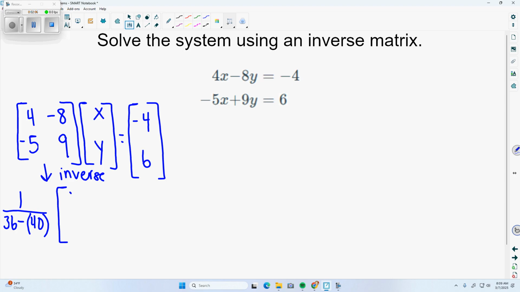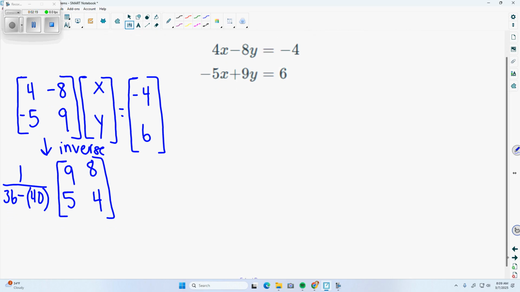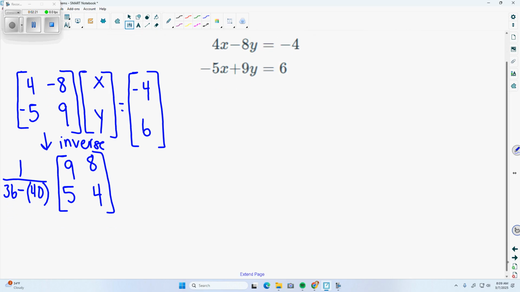Okay, flip-flop here across the diagonal. 9 and 4 get flip-flopped. Then we change our signs here on that 8 and that 5. We can go ahead and tidy this up just a little bit. So 36 minus 40 in that denominator. We get 1 over negative 4.